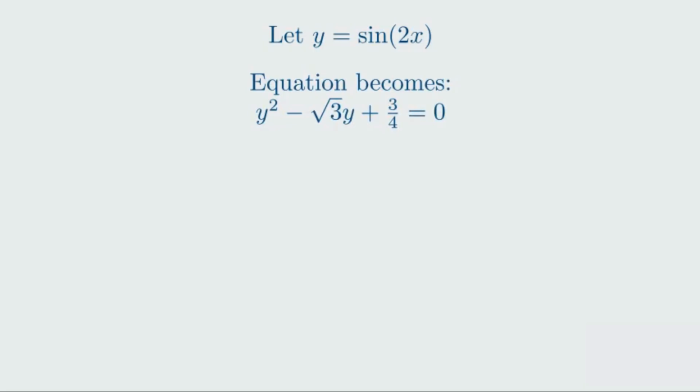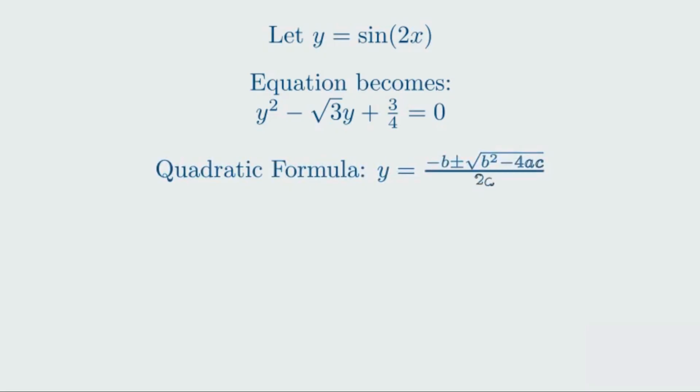The formula states that for an equation ax squared plus bx plus c equals 0, the solutions are x equals negative b plus or minus the square root of b squared minus 4ac, all over 2a. In our equation, y squared minus square root of 3 y plus 3/4 equals 0, we can identify our a, b, and c.